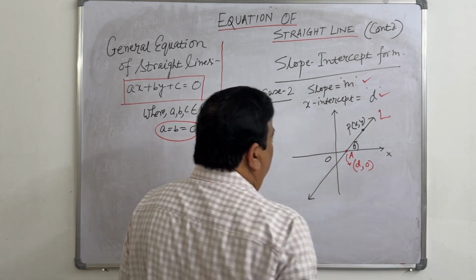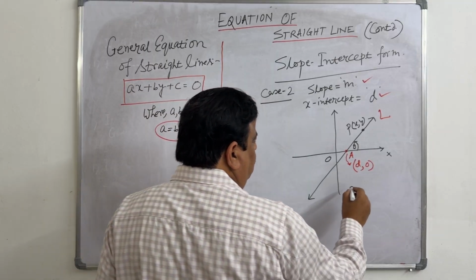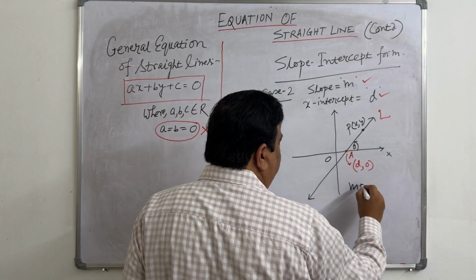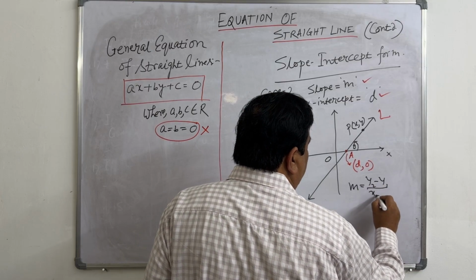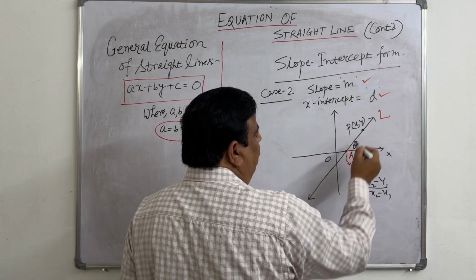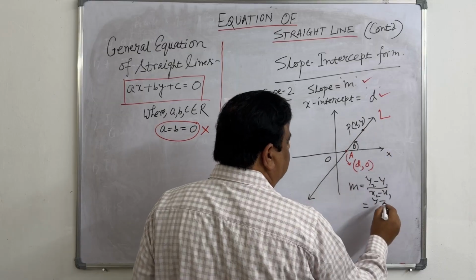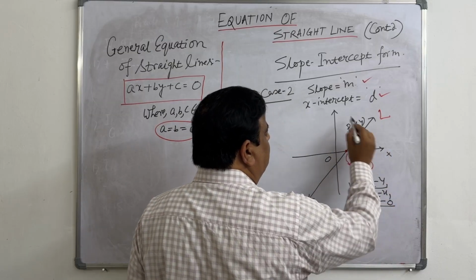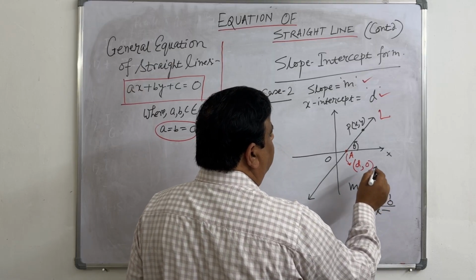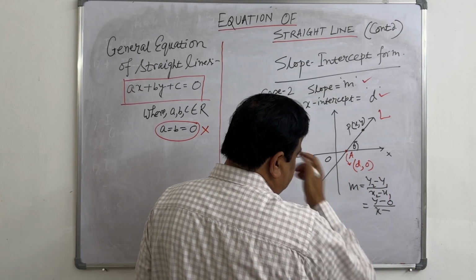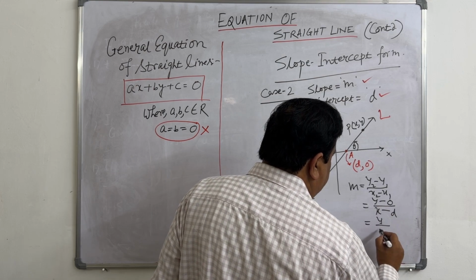So from the concept of finding the slope, we can use this formula: m is equal to (y2 minus y1) by (x2 minus x1). Say this is x2, y2 and this is x1. What is y2? This is y. What is y1? This is 0. What is x2? That is x. And what is x1? That is d. So this is y by (x minus d).